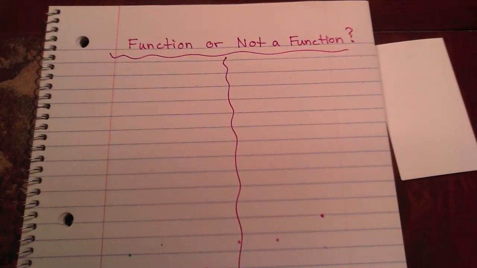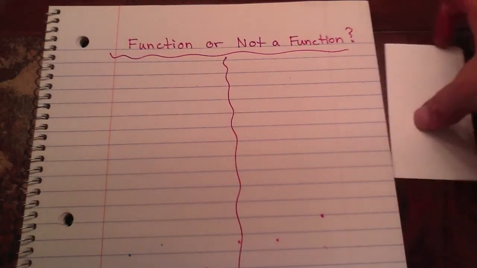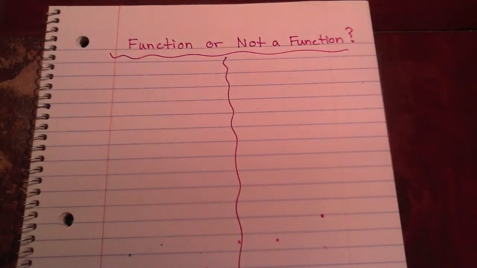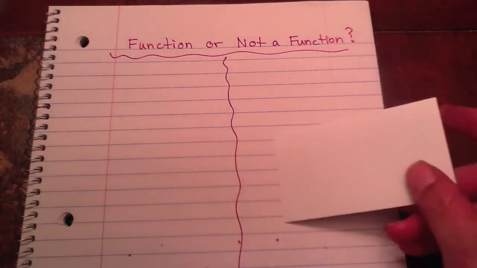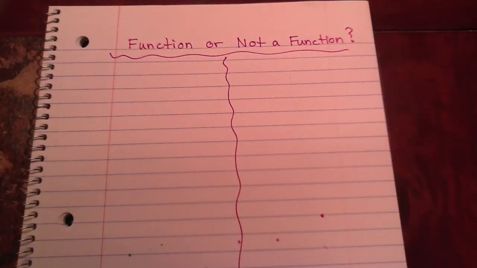Now I'm going to put up a graph, and when I put up the graph, I want you to use the vertical line test we talked about to try to determine if it should go on the function side or the not a function side. And then once we decide which side it'll go on, you can draw it in on your paper. So here's the first one.